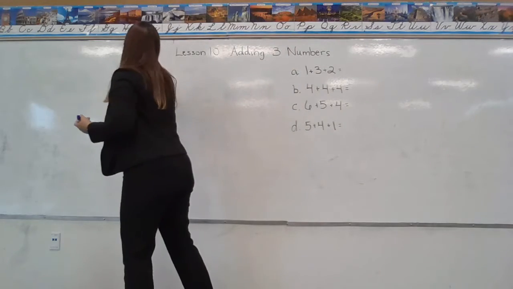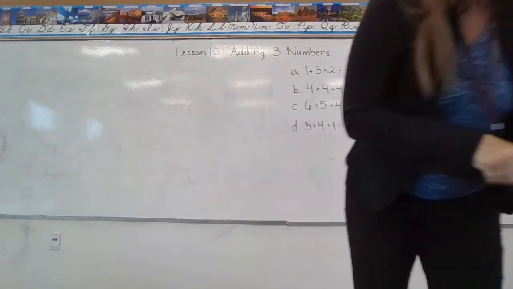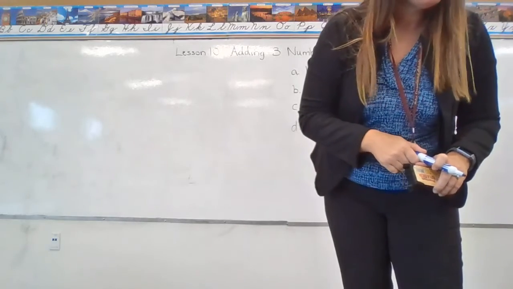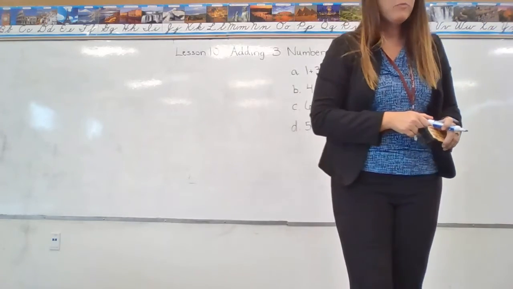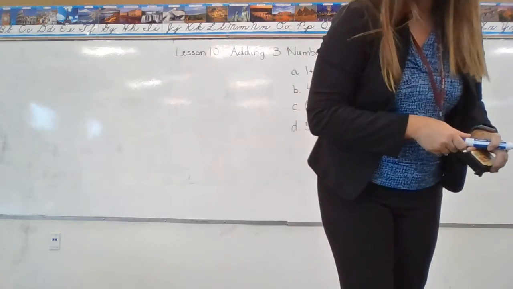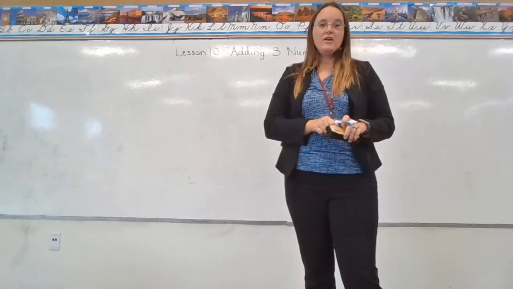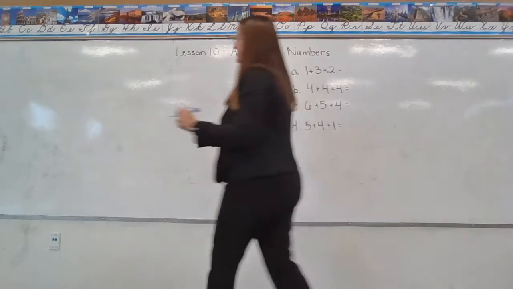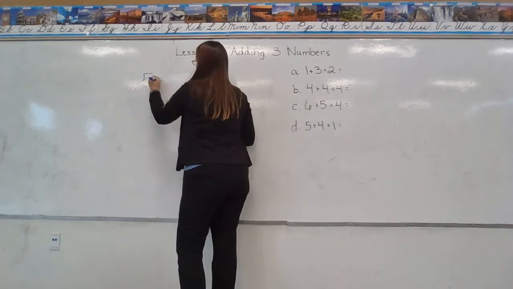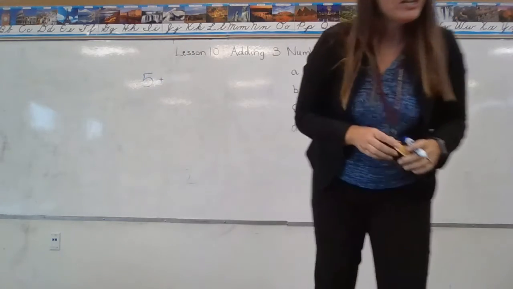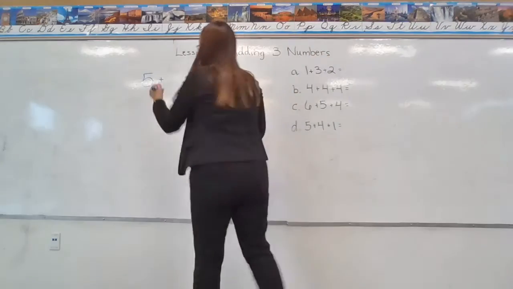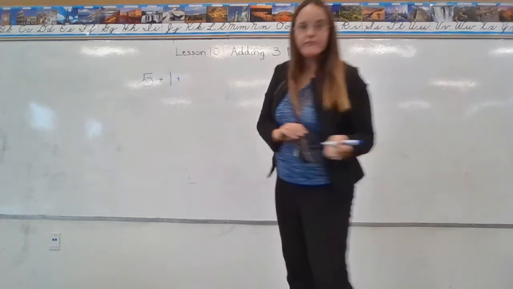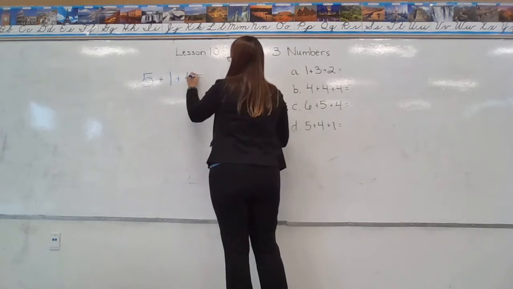All right, let's look at a word problem. Sarah walked for 5 minutes. She jumped rope for 1 minute, and she jogged for 4 minutes. How long did she exercise for? Well, we're going to start with she walked for 5 minutes. So I'm adding a 5. She jumped rope for 1 minute. So I have to add a 1. And then she jogged for 4 minutes. So I have to add a 4.